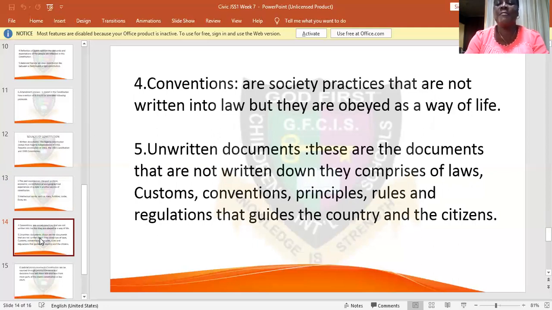Conventions: they are the things that happen in a particular society that are not written down, but they are laws, and they must be obeyed by the citizens or the occupants of the society, the village or the town.